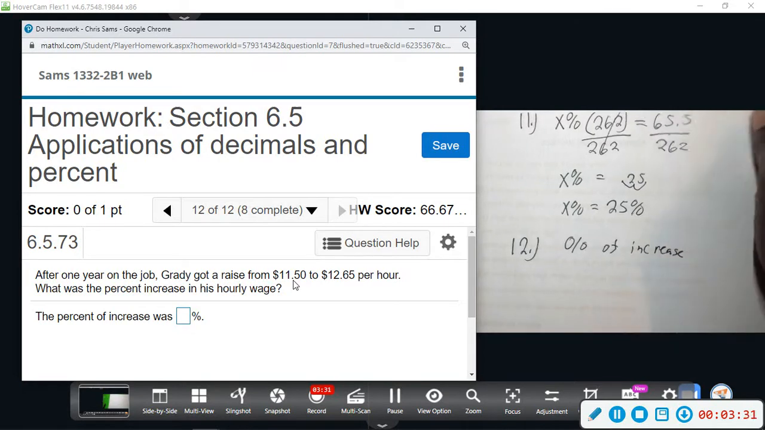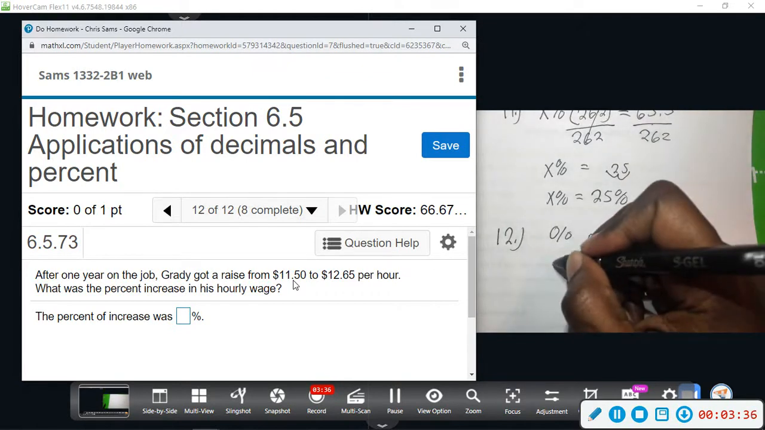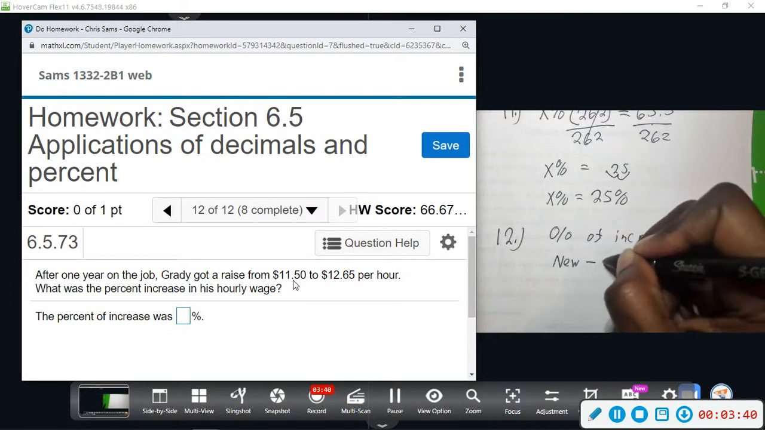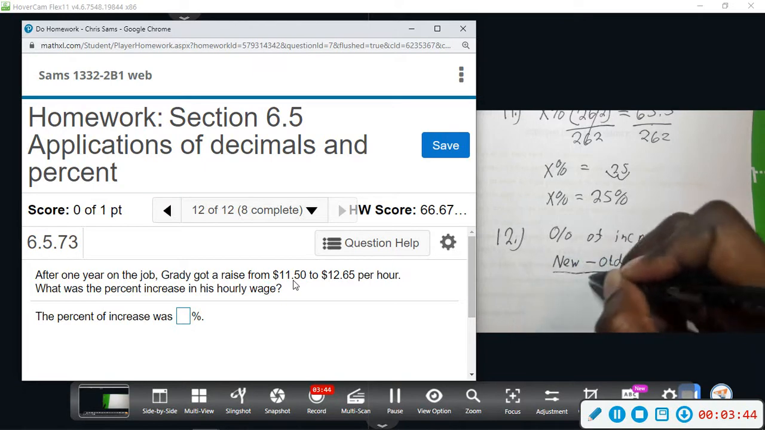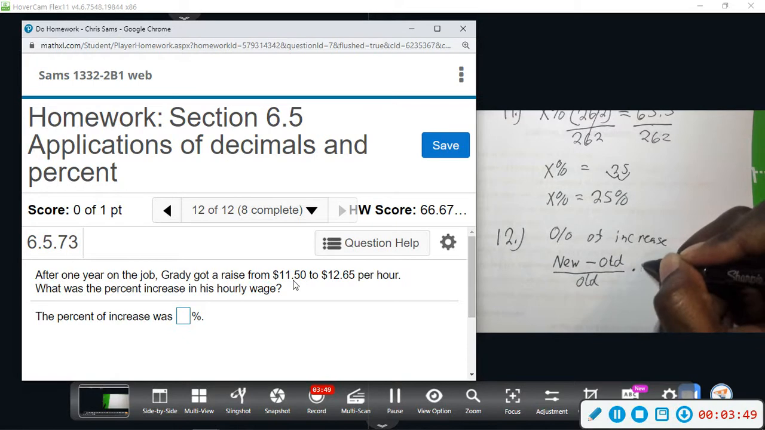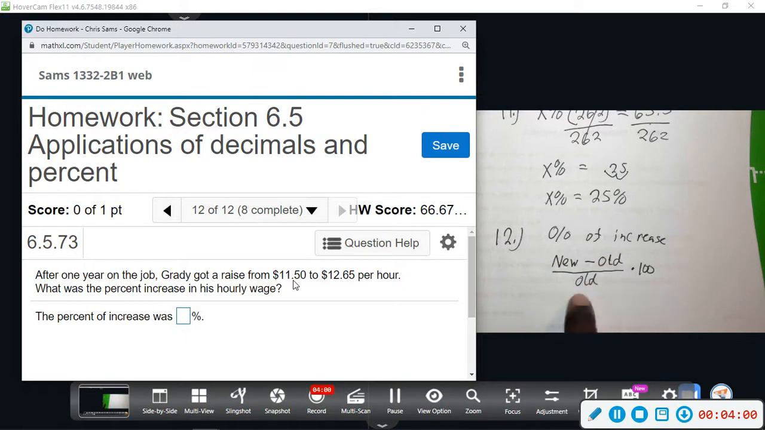Okay, so there's a formula for percent of increase. It is the new value minus the old value divided by the old value, and then you have to multiply times 100. So that's how you convert it to a decimal. So when you do percent of increase, your number goes up. So your new value is going to be higher than your old, so it'll give you a positive difference. Divide by your old, and then times 100.